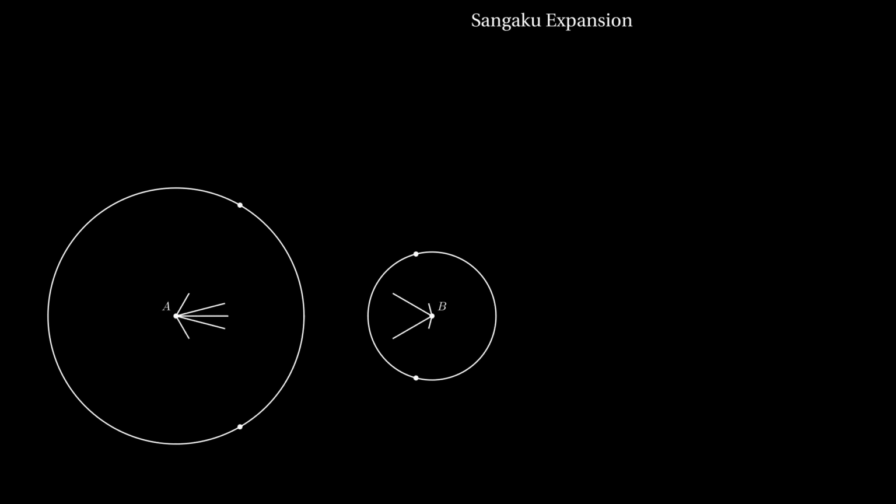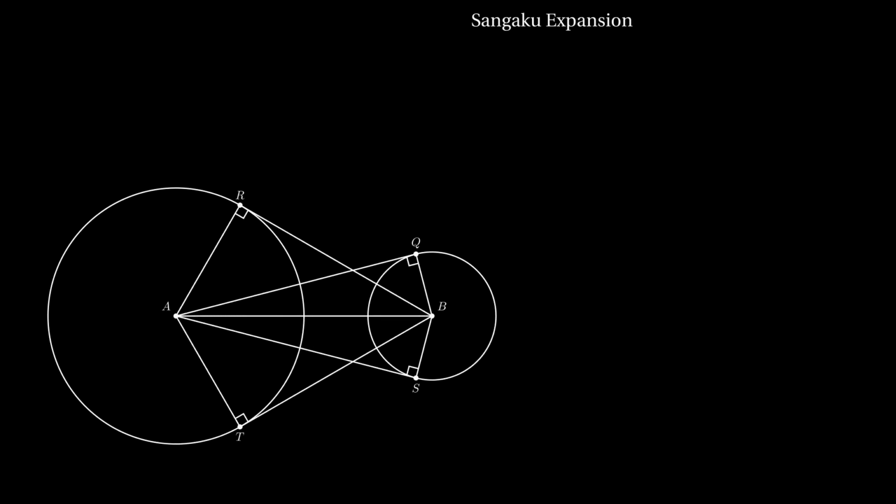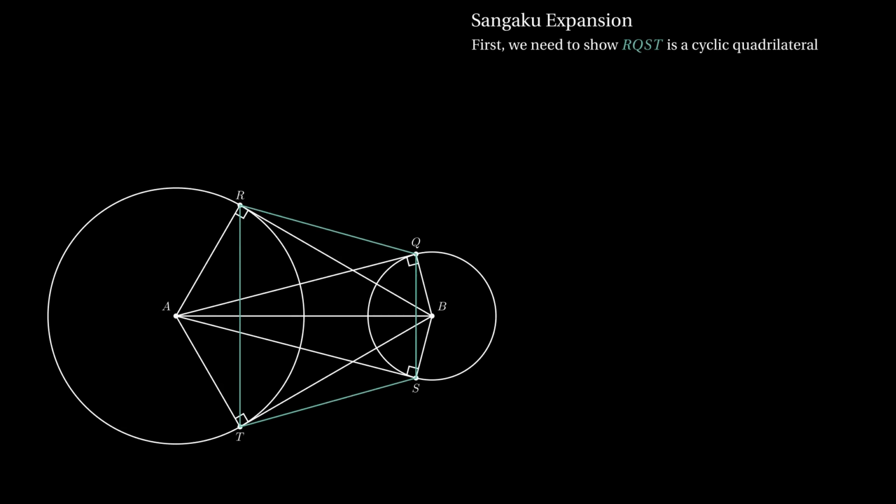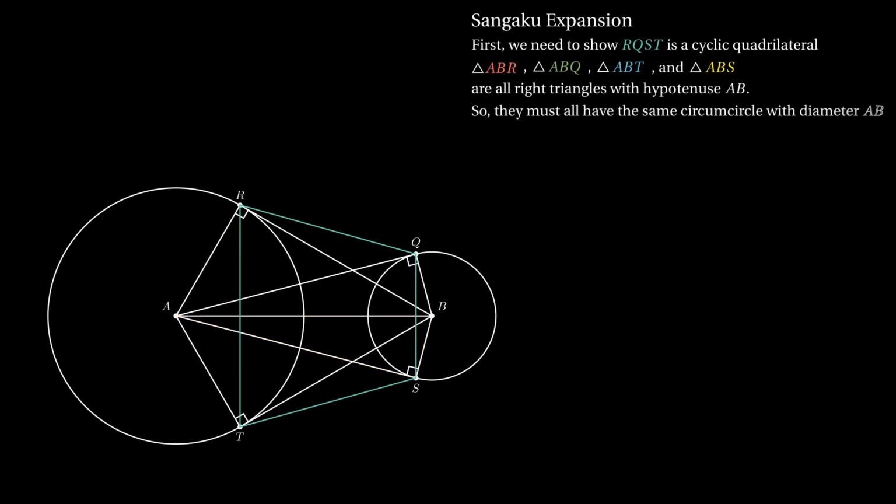Now we're going to prove this Sangaku expansion on our diagram of the eyeball theorem. We're going to have to show that RQST is a cyclic quadrilateral, and then we're going to show that its incenters form a rectangle. So triangle ABR, triangle ABQ, triangle ABT, and triangle ABS are all right triangles with the hypotenuse AB. So they must all have the same circumcircle with diameter AB, meaning RQST is a cyclic quadrilateral.